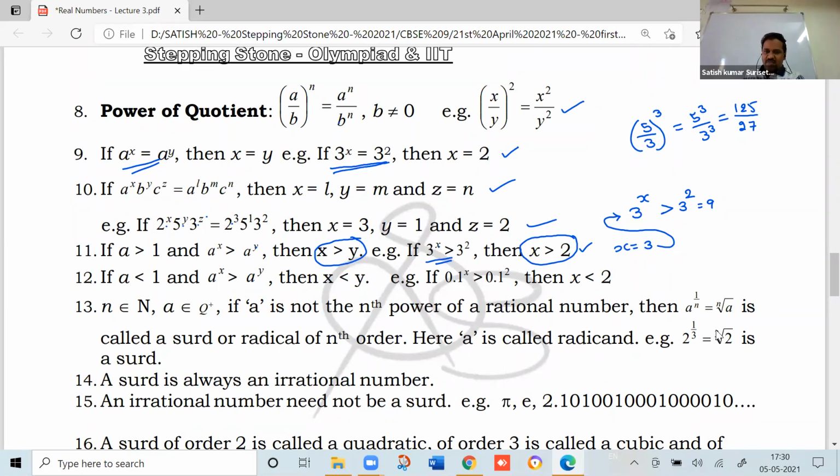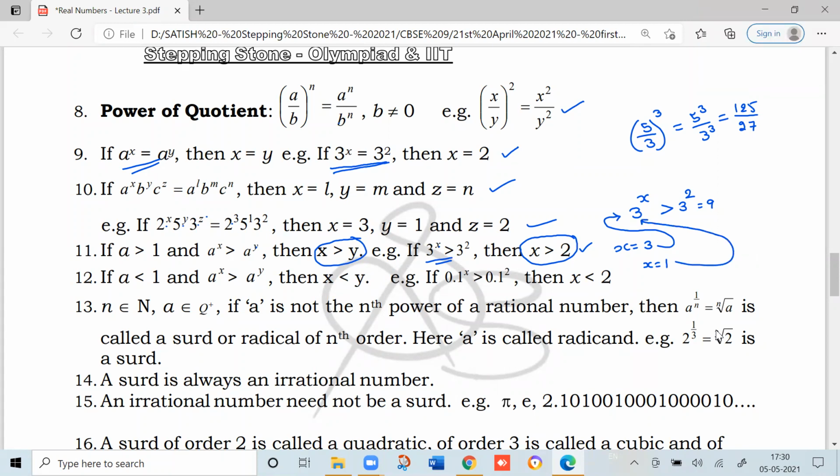Now let us take one number which is less than 2. Let us take x equal to 1. Now, again substitute here. Then what value will I get? 3. Is 3 greater than 3 square? No. That means when x is greater than 2 only it will be satisfied, not for less than 2. Even for 2 also it will not satisfy, because you cannot say 3 square is greater than 3 square. It must be greater than 2.